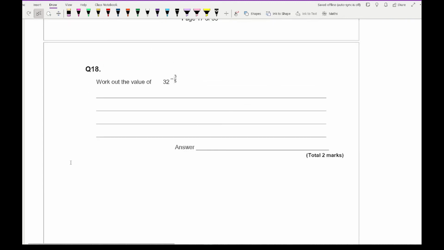Moving on to question 18, it says work out the value of 32 to the power of minus 3/5. So again, I could easily type this into my calculator, but with it being worth 2 marks, I'm going to show a bit of working out.